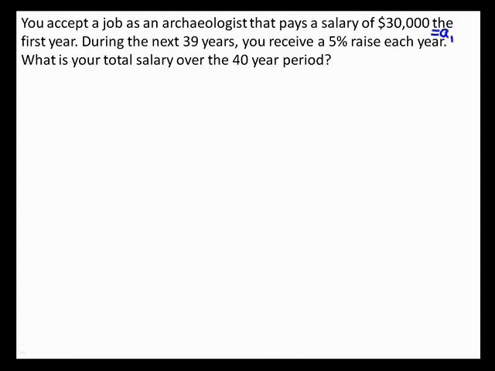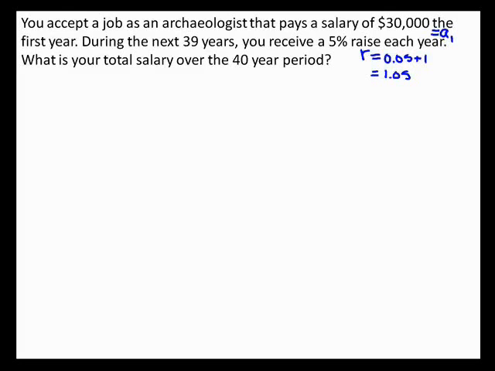Set 30,000 equal to a sub 1, and 5% plus 1 equal to r. Add 1 because you are getting 100%, but you are adding 5% each year. You find that r is equal to 1 and 5/100ths.